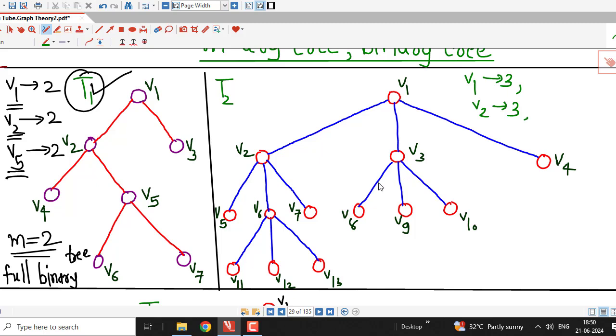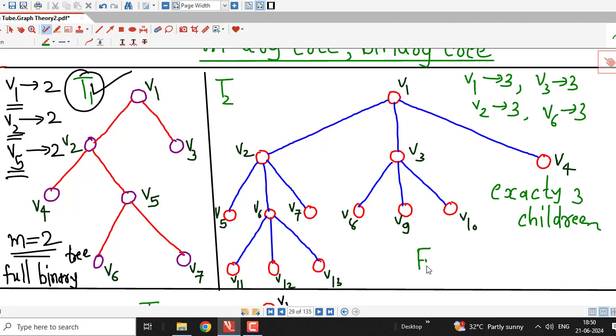and we can observe that V3 also has 3 children. V4 is not an internal vertex, it has no children. And here V6 is also having 3 children, V11, V12 and V13. So there are 4 internal vertices and each internal vertex has exactly 3 children for this rooted tree. Therefore, this T2 is a full 3-ary tree.